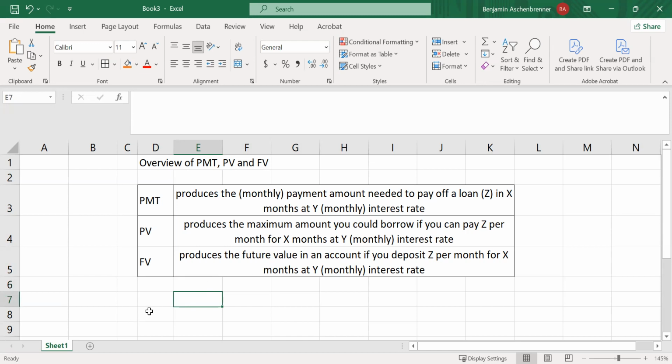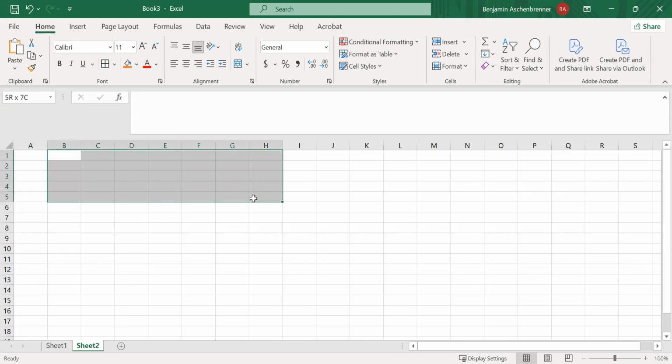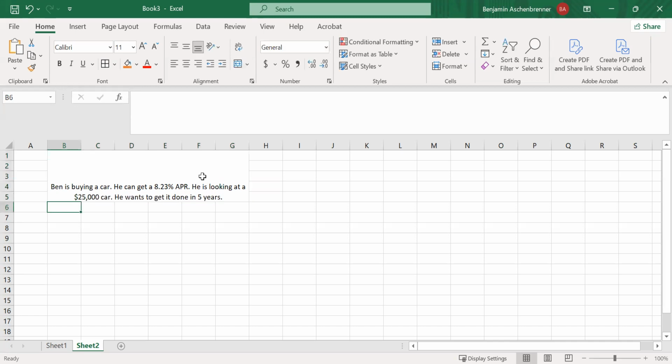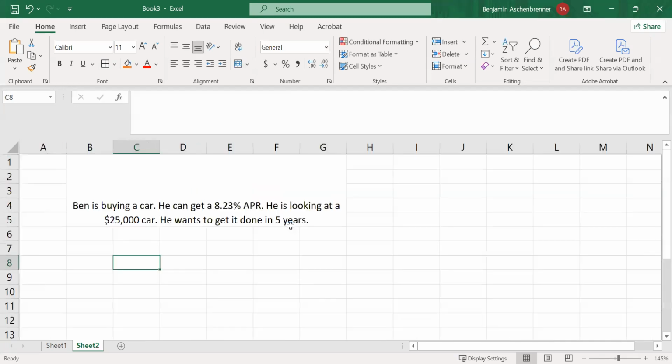So now let's just do a quick practice problem of each type, and we'll take a paragraph and then we'll put it into context. So Ben is buying a car. He can get an 8.23% APR. He is looking at a $25,000 car. He wants to get it done in 5 years. Okay, so from here, let's zoom in again.